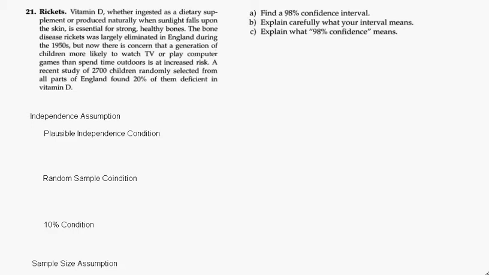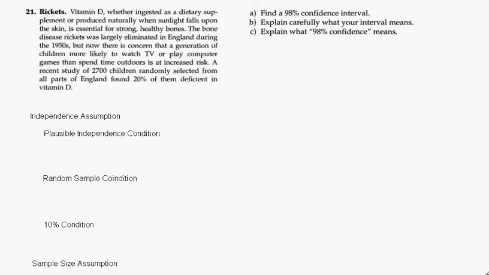This is problem 21 of chapter 19. So we've been given some information about some history of vitamin D and its relationship to this disease called rickets in England. There's some concern that these days children that watch a lot of TV and play with computer games are not getting outside, getting sunlight, and producing vitamin D.